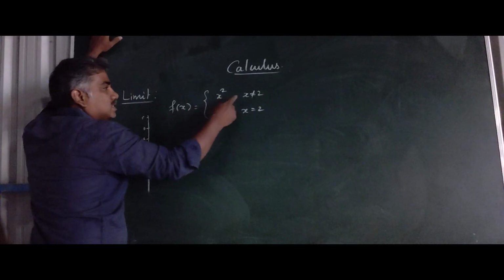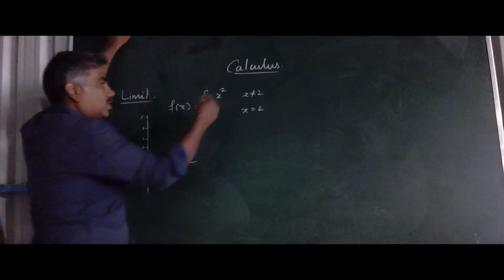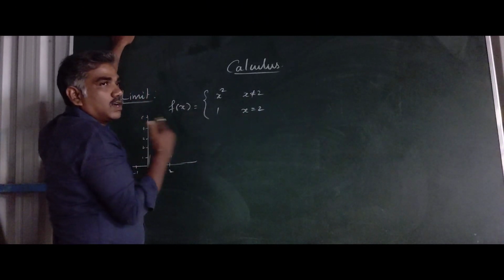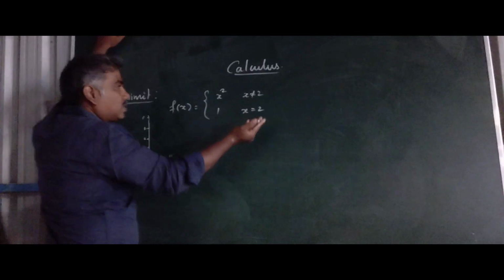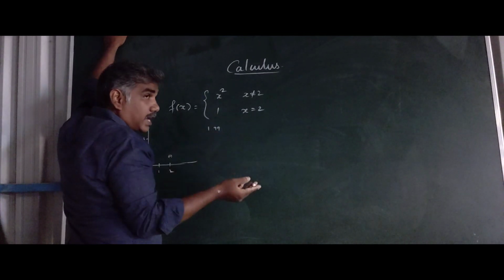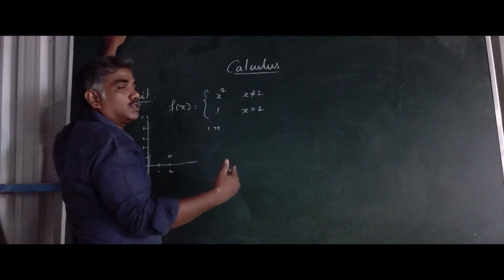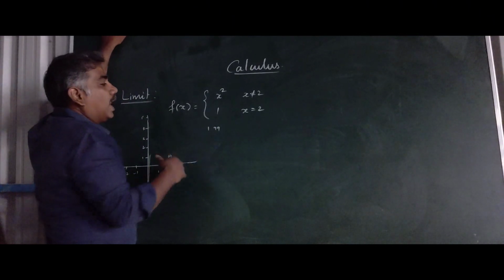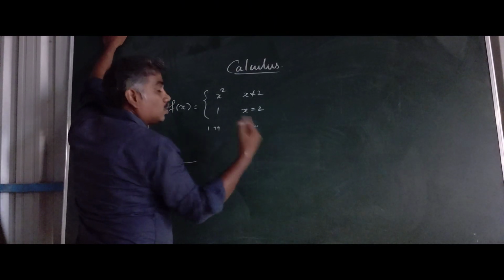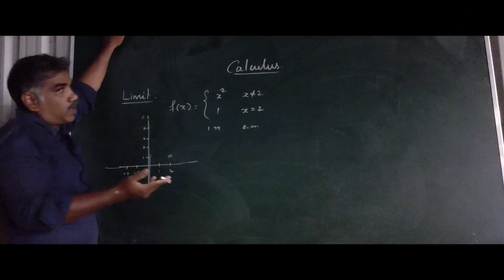How about x not equal to 2? That means all the left side values are considered and all the right side values are considered. So what are the left side values? The values 1.99, 1.999, which are very close to 2, can be considered. And similarly the right side values are 2.0001 and 2.1 as well.